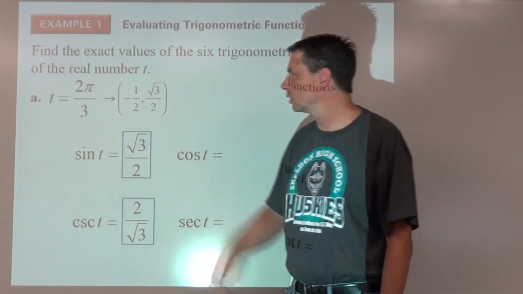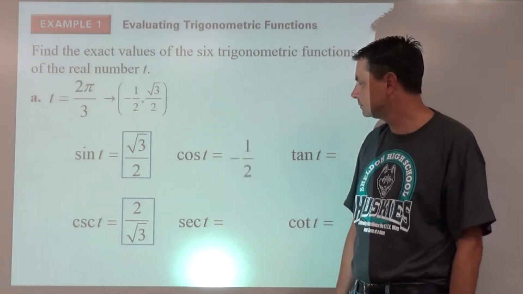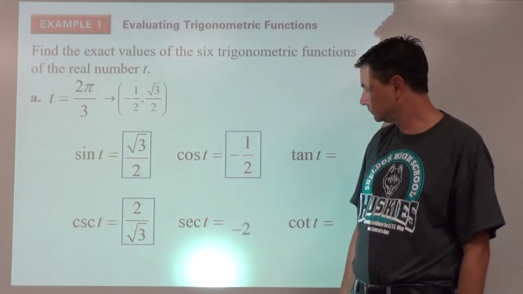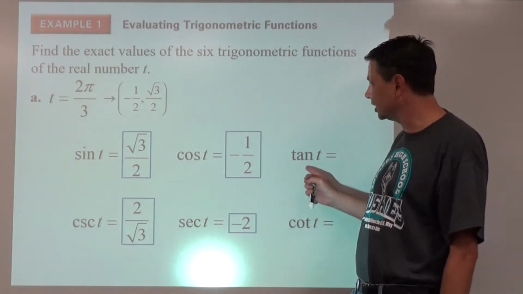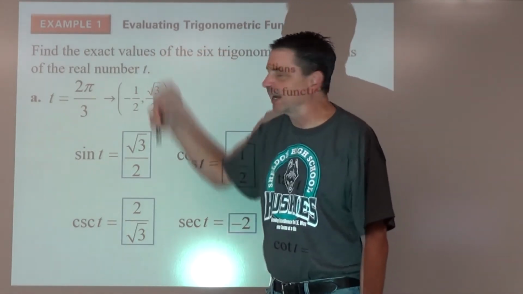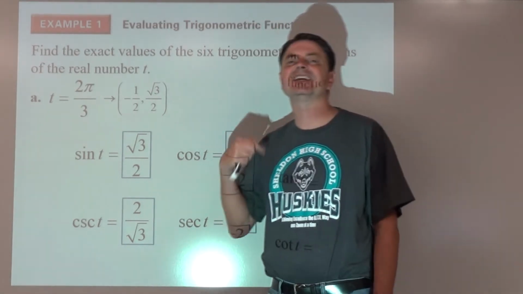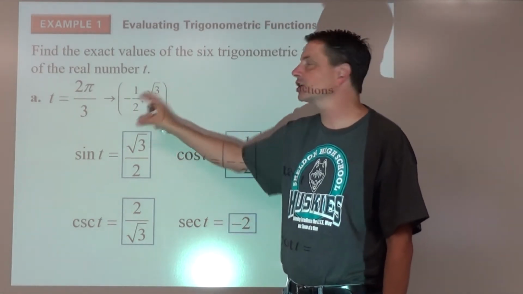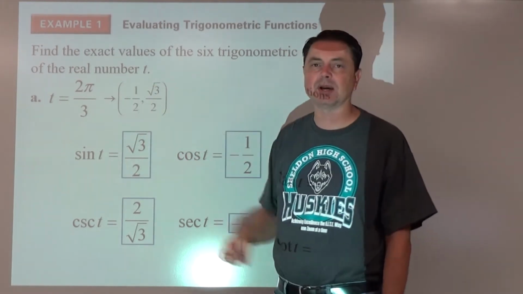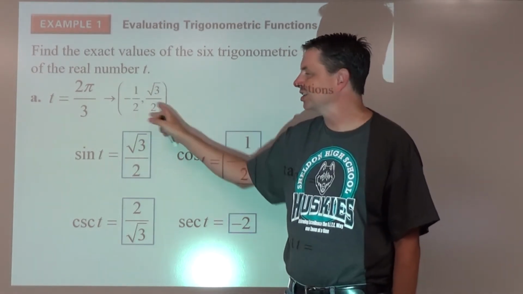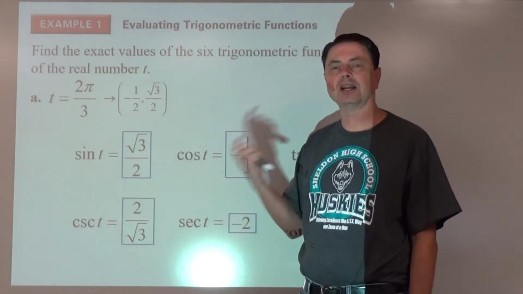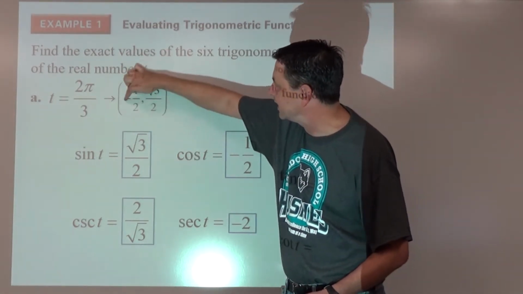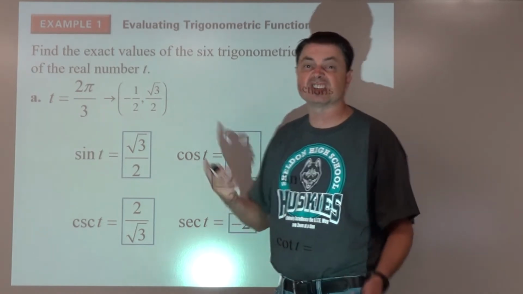Cosine, x-coordinate, negative 1/2. Secant, reciprocal. Tangent, y divided by x. It looks complicated. It's not complicated. Even though you would get a complex fraction by taking a fraction and dividing by a fraction, notice that the denominators are the same. They're going to cancel out. We're really just getting root 3 divided by negative 1, and that's just negative root 3.